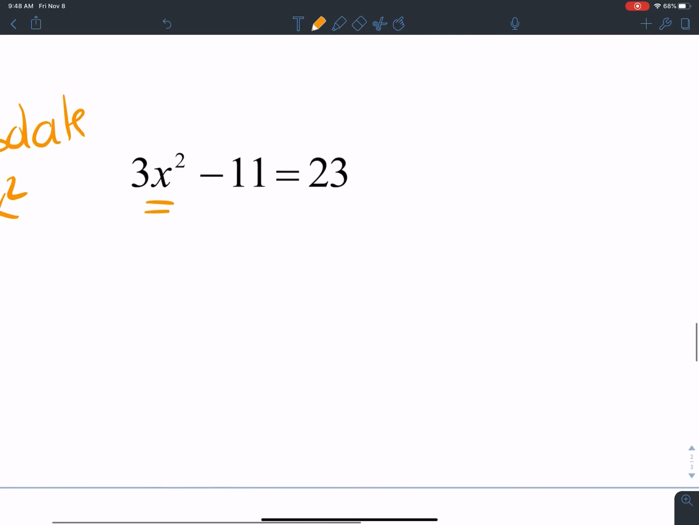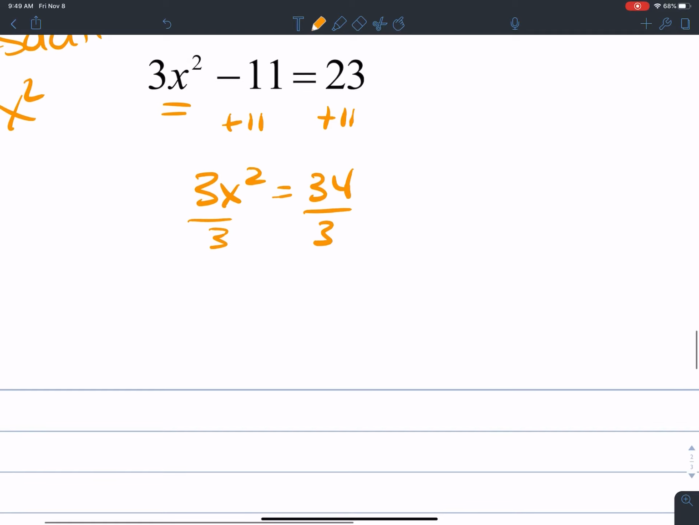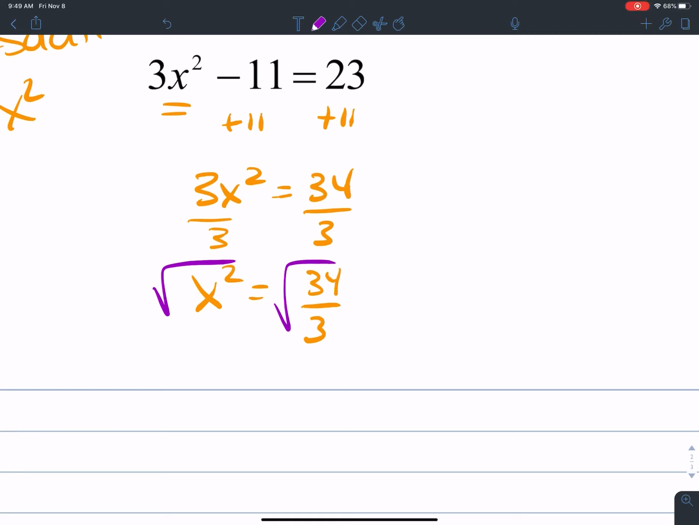So I have to add 11 to both sides here. So I get 3x squared is equal to 34. And then I would need to divide by 3. So I get x squared is equal to, I guess that's just 34 thirds. So then to undo the square, now I can use the square root, but again, I always have to introduce the positive and the negative versions because I don't know which one I have.